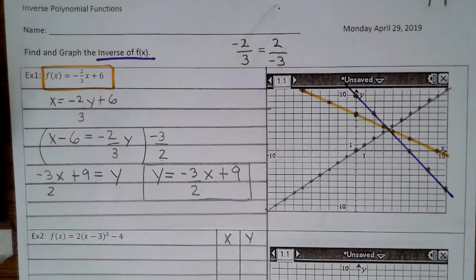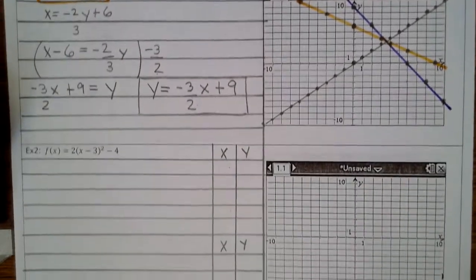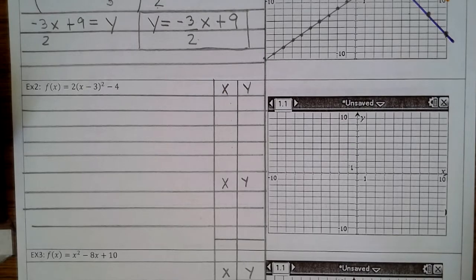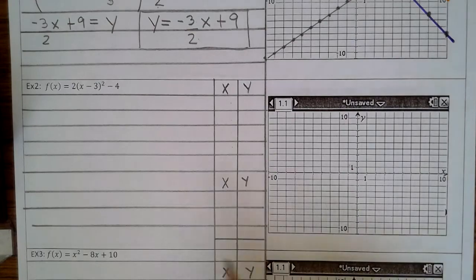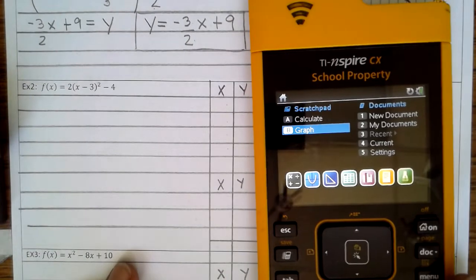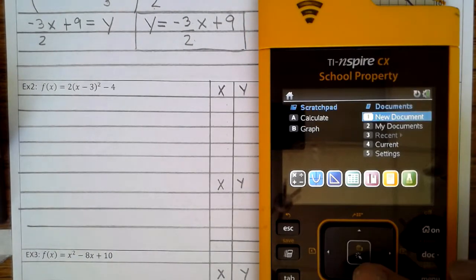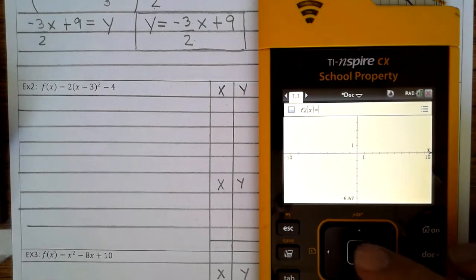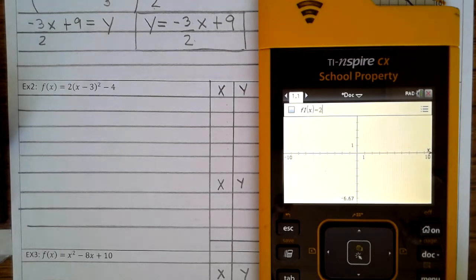All right, now that example 1 is complete, let's take a look at example 2. All right, now in example 1, I showed you the inverse with the graph. So in example 2, let me show you with the table. So we're going to graph example 2. So we're going to go to new document. Add graph. So 2 parentheses x minus 3 squared minus 4.